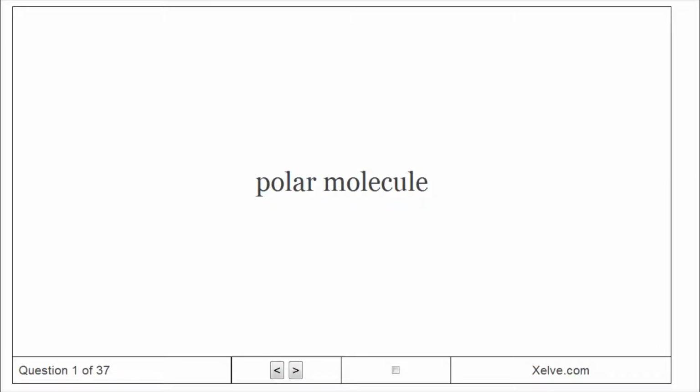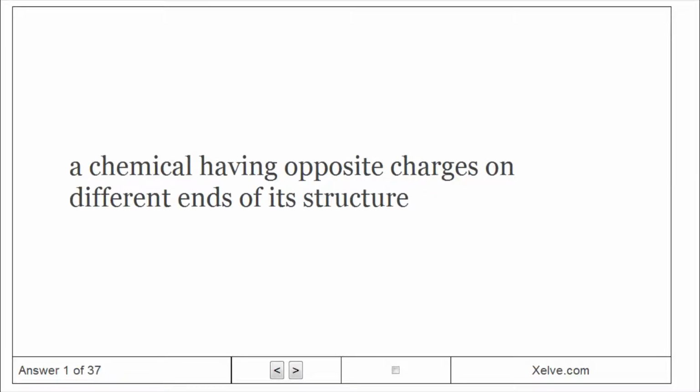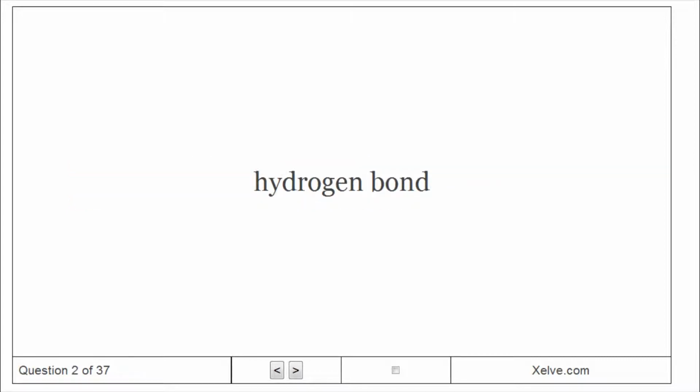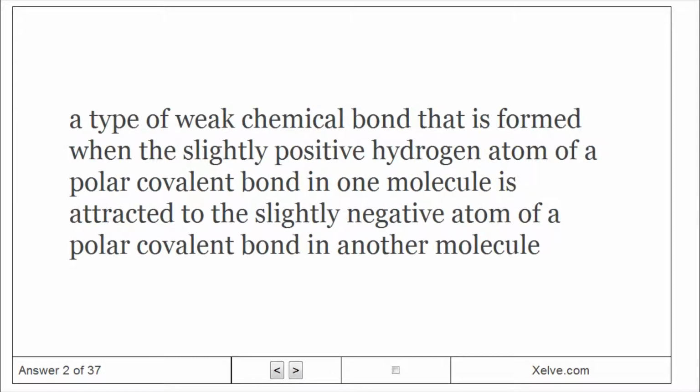Polar molecule. A chemical having opposite charges on different ends of its structure. Hydrogen bond. A type of weak chemical bond that is formed when the slightly positive hydrogen atom of a polar covalent bond in one molecule is attracted to the slightly negative atom of a polar covalent bond in another molecule.